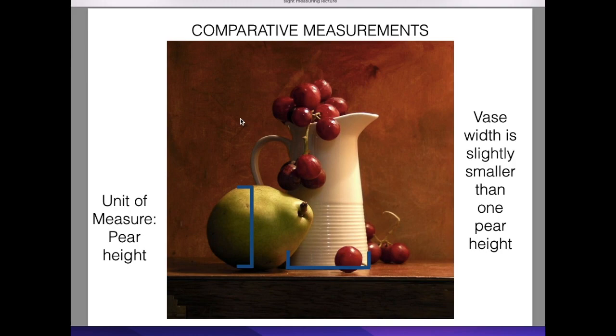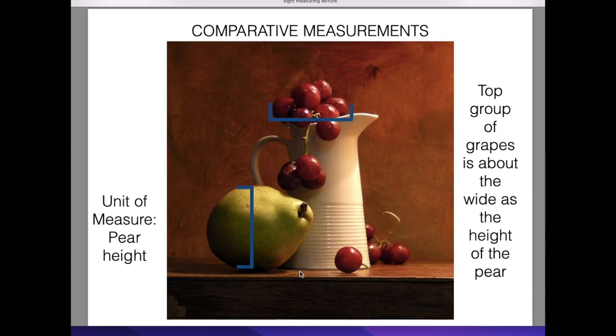You can also turn your unit of measure. If it's a vertical measurement, you can turn it and use it horizontally, right? So the unit of measure is still the pear height, but I can turn that to see how it compares to the width of the vase. So the width of the vase is about one pear height. Pretty close. I can also measure just that little group of grapes. I can see that the group of grapes is about as wide as the height of the pear.